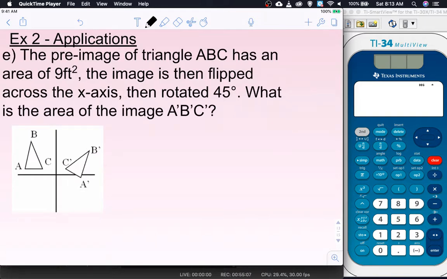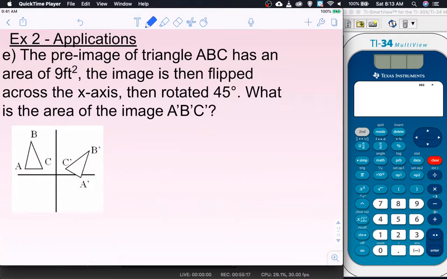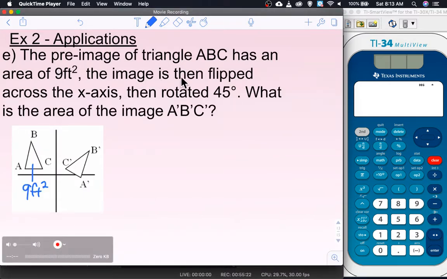Letter E. The pre-image of triangle ABC has an area of 9 feet. Okay, so this has an area of 9 feet. I'm going to label that. Sounds like it might be important. 9 feet squared. The image is then flipped across the x-axis, then rotated 45 degrees. What is the area of the image A prime, B prime, C prime? So it has a little picture drawn here for us. So what is the area of this?